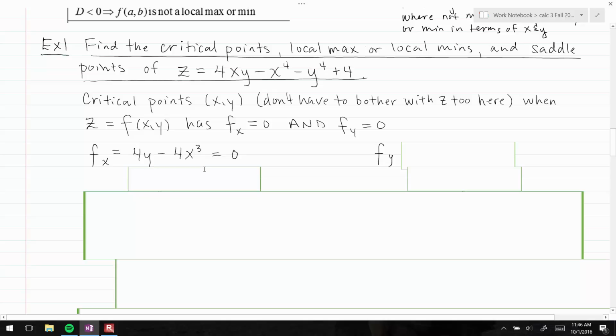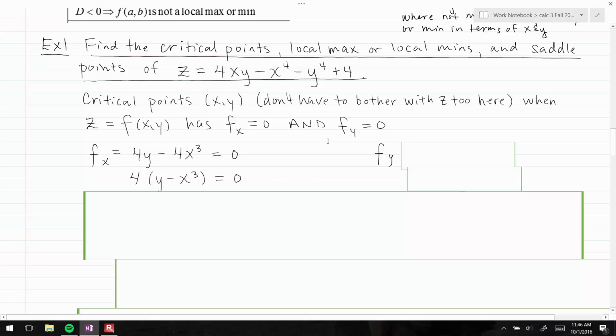A thing you might notice is that you can factor out the 4. This is kind of in the style of what we would have done in Calc 1. And then it's like, wait a minute, it's a y and an x. What's going on? We totally can't solve that. Well, just leave that for now.